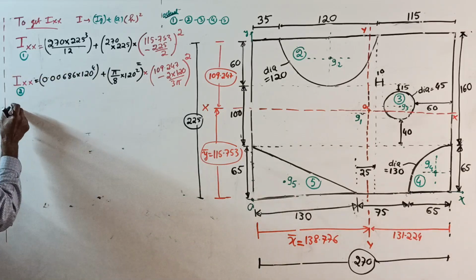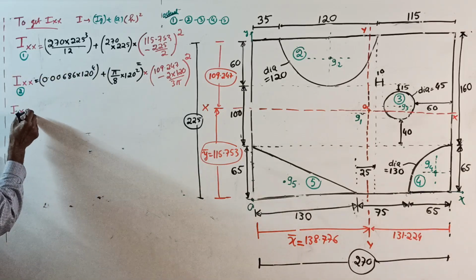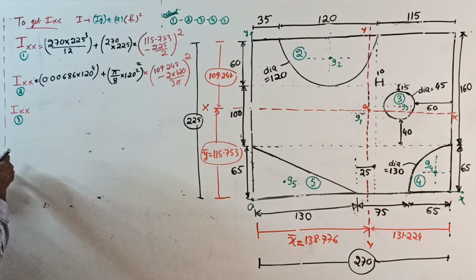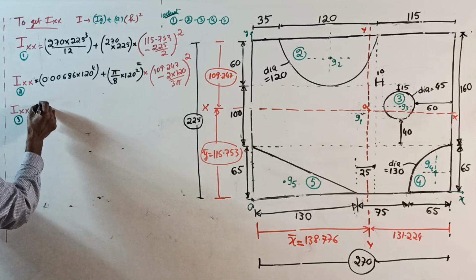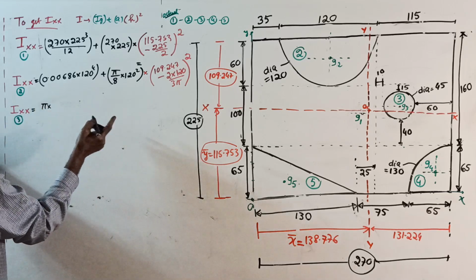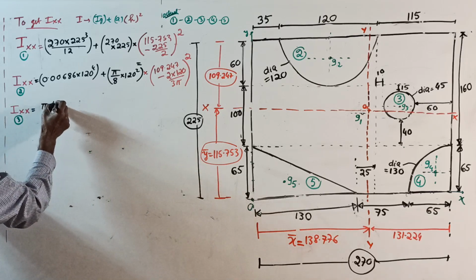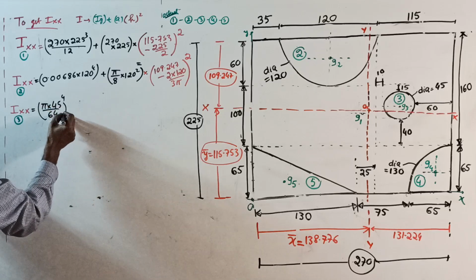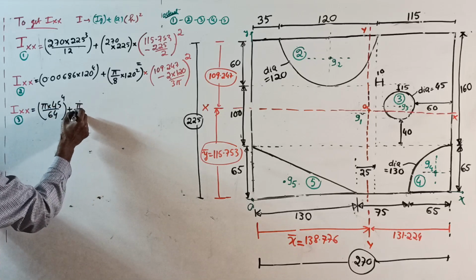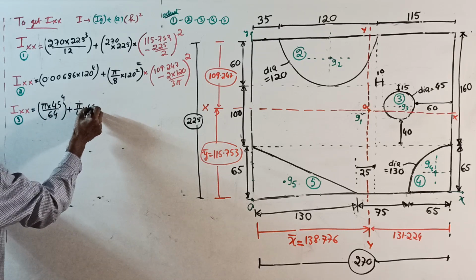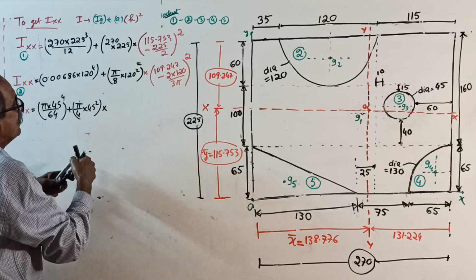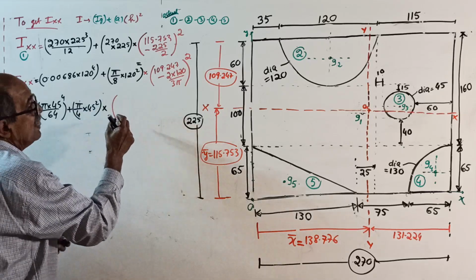Ixx for 3. 3 is a circle. So why waste time? Pi into diameter power 4, 45 power 4 divided by 64 is Ig, plus area, pi by 4 of 45 square is the area, into the most powerful term h square.